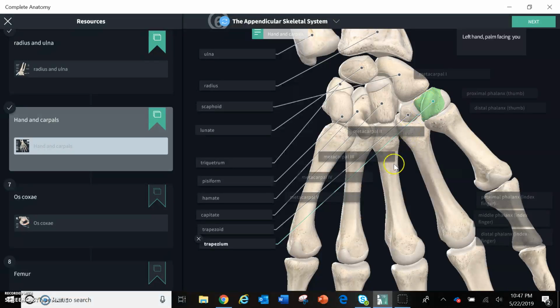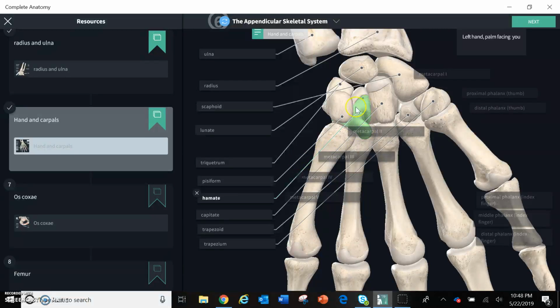And then from there, it might be helpful to come up with a mnemonic device or something that works for you. But from the trapezium, the next one is the trapezoid. They both start with the TRAP, so that's kind of easy to remember. Okay, trapezium, trapezoid. Then we have the capitate in the middle. I just think it's in the middle, so I think of a big C in the middle. That's how I do it.